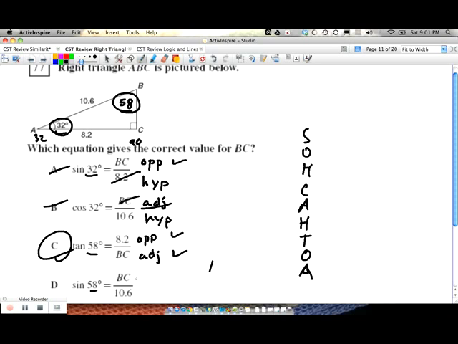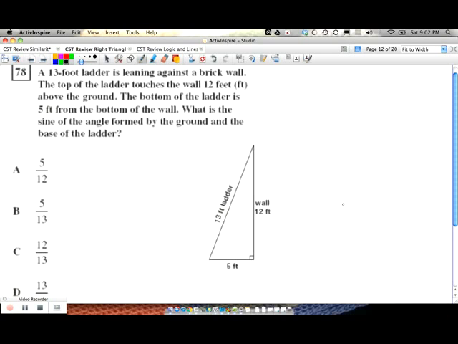Just to confirm, let's make sure that the last one's wrong. Sine of 58. Well, sine would have been opposite over hypotenuse. And BC is not opposite of 58 degrees. It's opposite 32 degrees, but not 58. And even though 10.6 is the correct hypotenuse, that BC part was incorrect. So the answer was C.